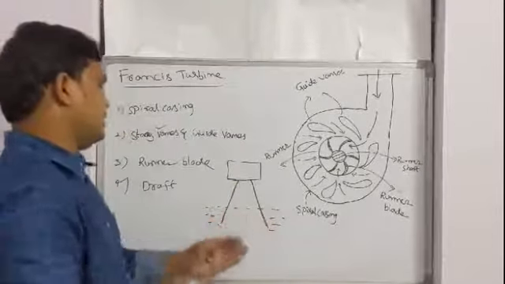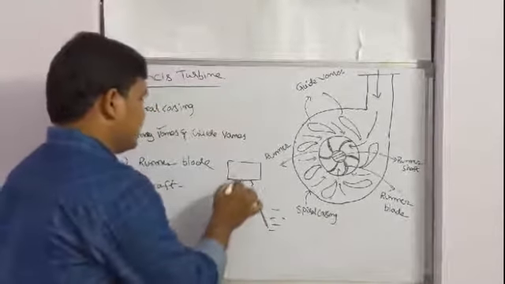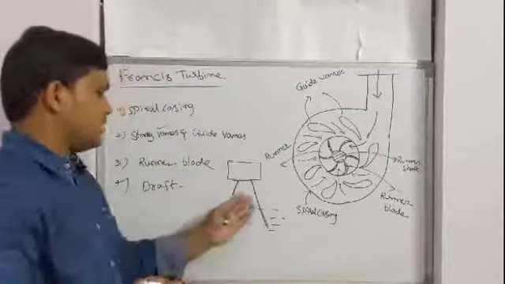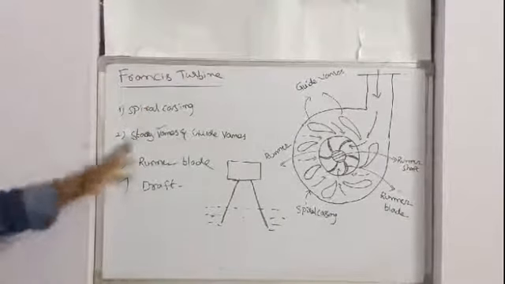So why is this section required? What is the requirement of the draft tube? Why does the draft tube have this kind of section? I will explain the draft tube section. These are the main components.